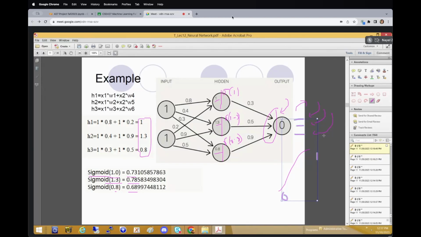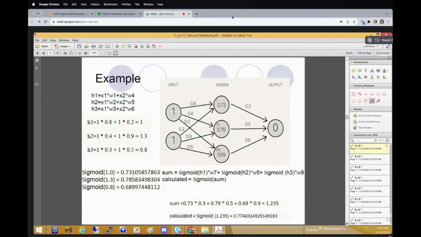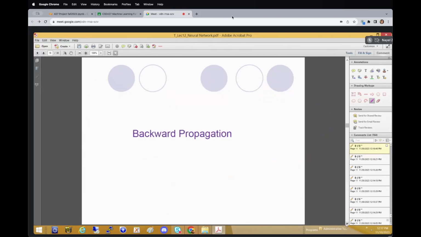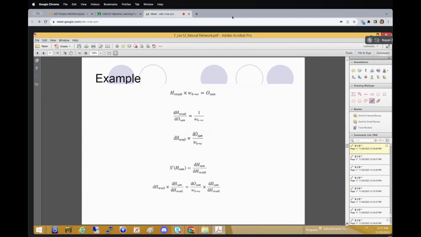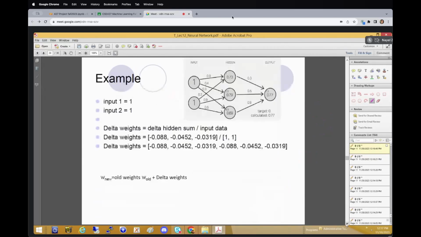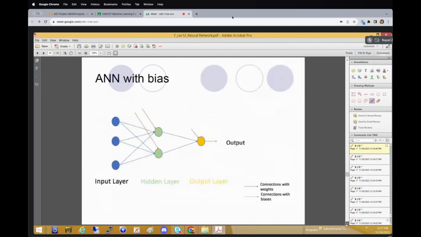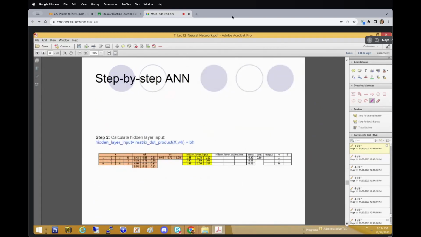Sir, how will we get three values? I'm confused here. Okay, I will show you the example, because I have this example also. How will you get three values? Of course, we will get three values, because we have three outputs.